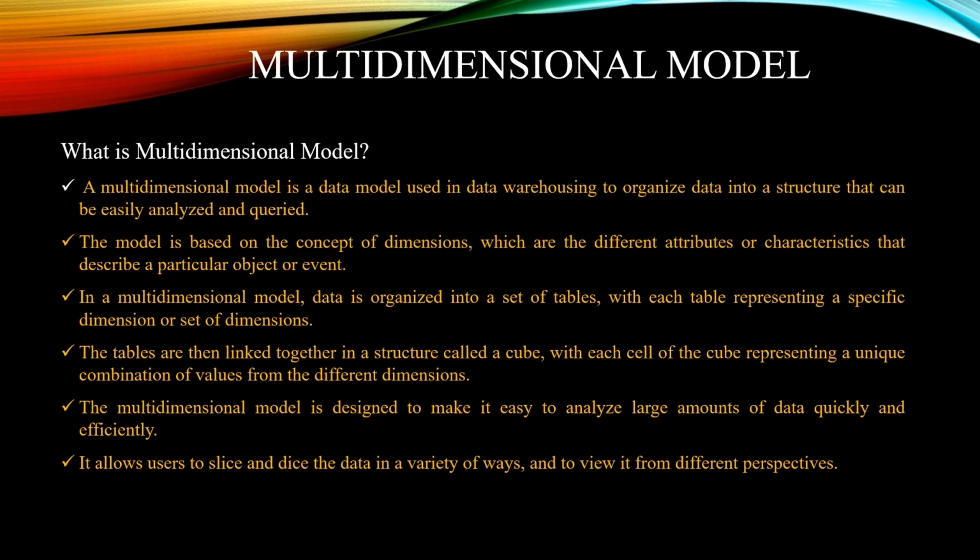In a multidimensional model, data is organized into a set of tables, with each table representing a specific dimension or a set of dimensions. These tables are linked together in a structure called a cube. Each cell of the cube represents a unique combination of values from the different dimensions. Multidimensional model is designed to make it easy to analyze a large amount of data quickly and efficiently.